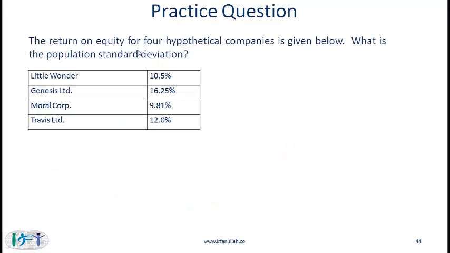Next, do this problem where again we have 4 companies. Here is the data, and now you need to find the population standard deviation. So essentially you find the variance and then take the square root.